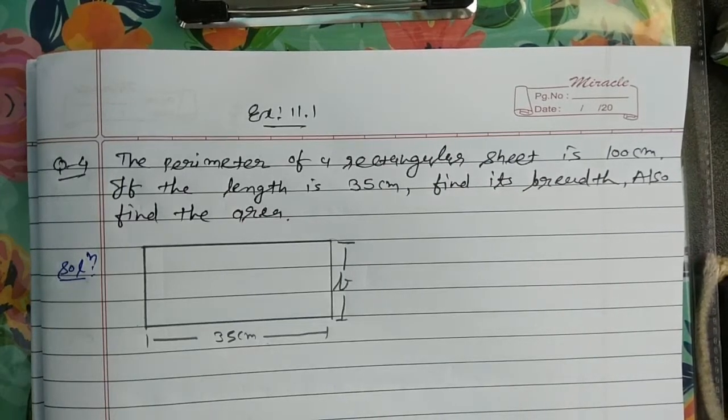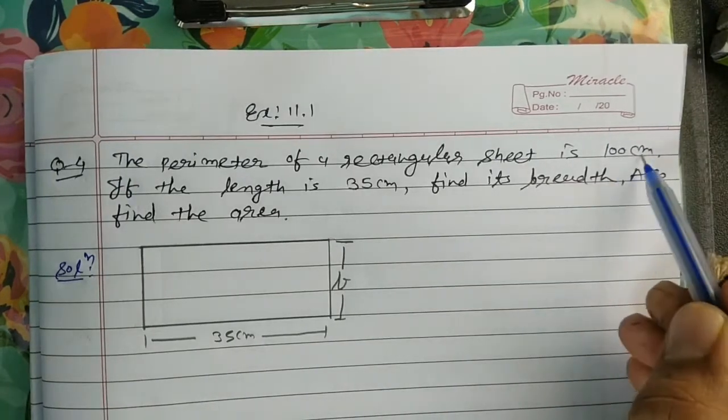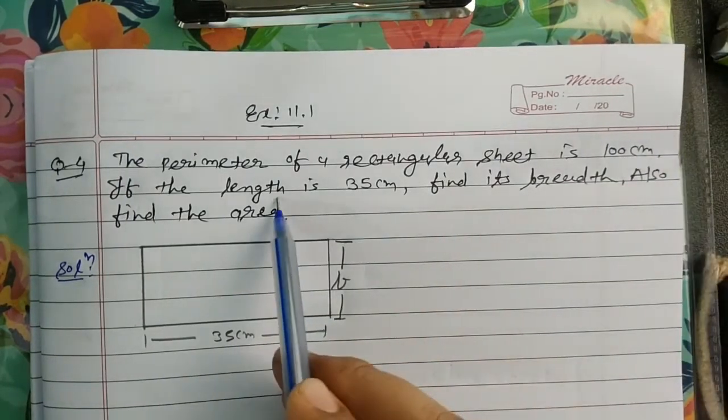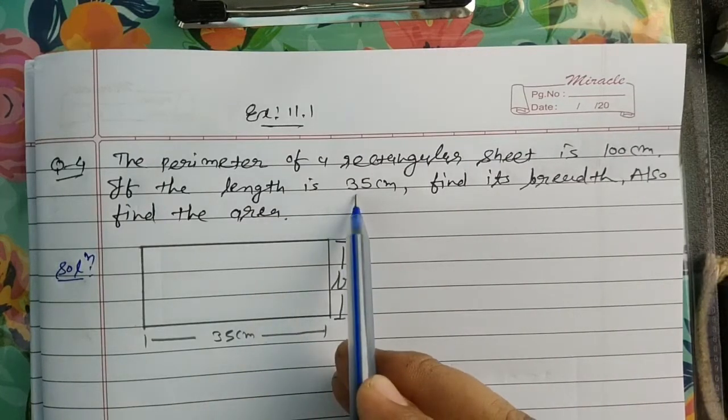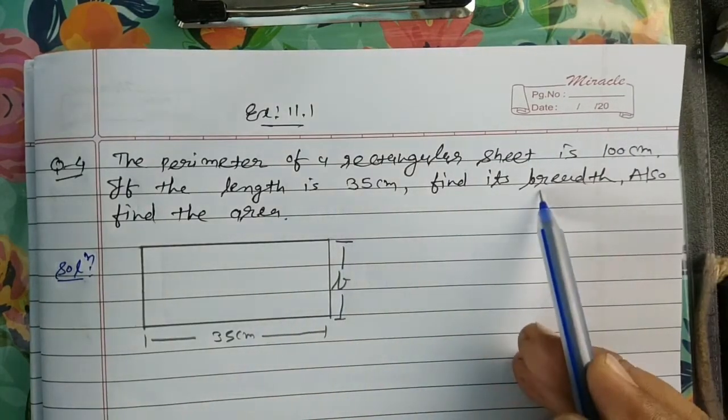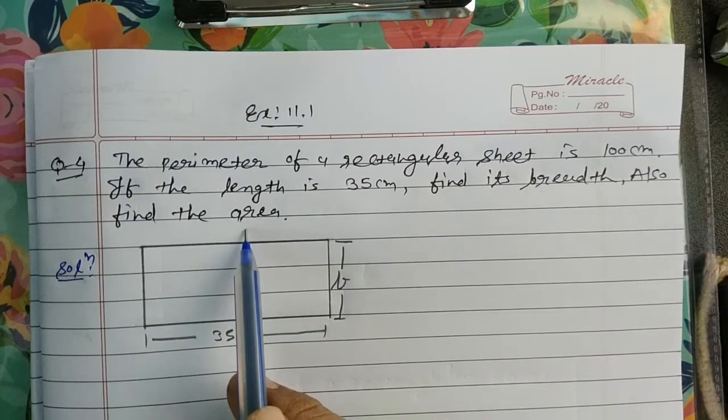Exercise 11.1, question number 4. The perimeter of a rectangular sheet is 100 centimeter. If the length is 35 centimeter, find its breadth. Also, find the area. Now here a rectangular sheet is there. In it, perimeter is given, that is 100 centimeter, and its length is given, that is 35 centimeter. And we have to find breadth, and afterwards we have to find area.